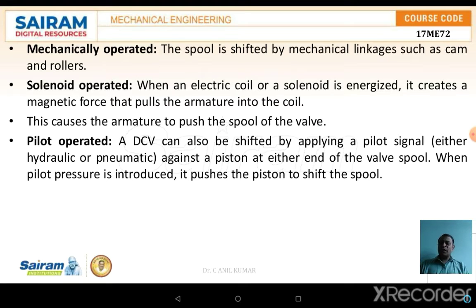The pilot operated DCV valves can also be shifted by applying a pilot signal against the piston at either end of the valve or the spool. When the pilot pressure is introduced, it pushes the piston to shift the spool.